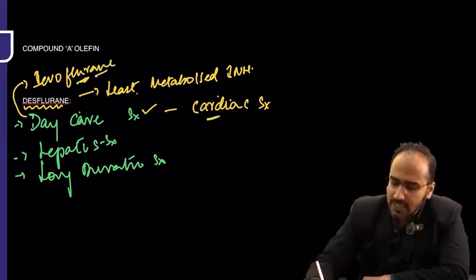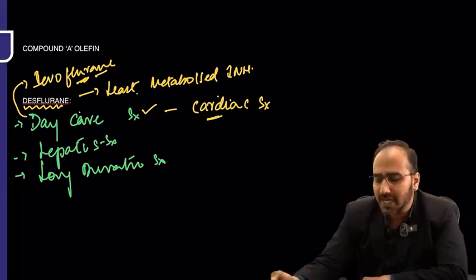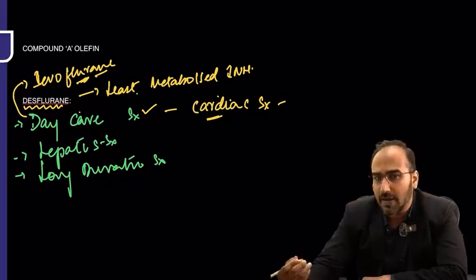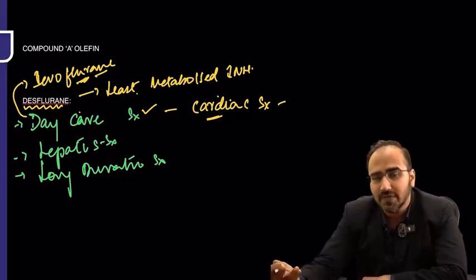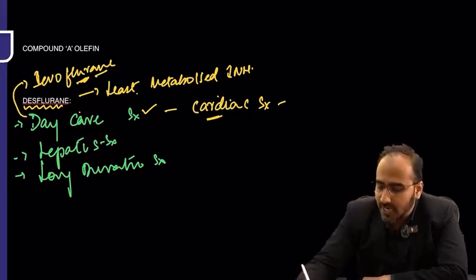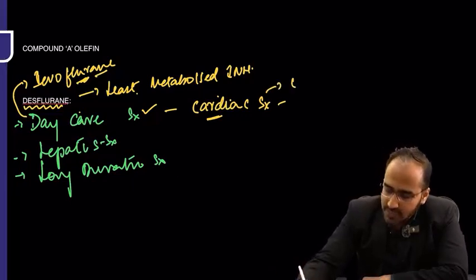Sevoflurane. Next, for cardiac surgery, desflurane is best. But again, desflurane, I told you, it is expensive. We are not using it, and apart from being expensive, desflurane itself is not expensive; the vaporizer of desflurane is expensive. So, instead of desflurane, for cardiac patients, we are using what guys? For cardiac patients, we are using isoflurane.